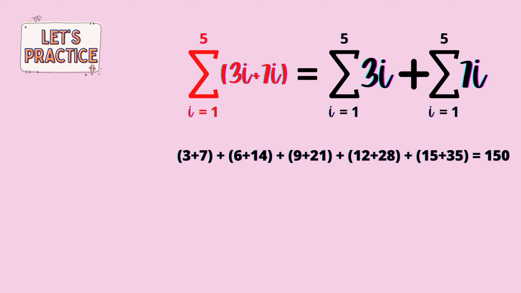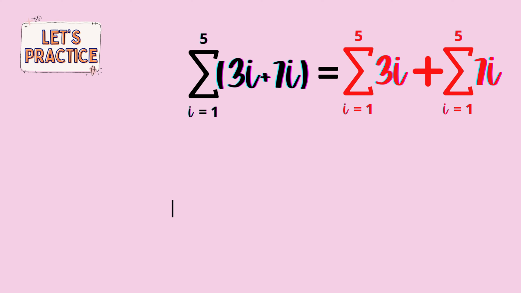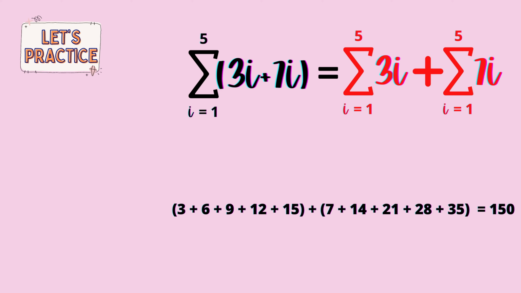If we are to expand the left side of the equation by substituting i with values from 1 to 5, we will have 3 plus 7 plus 6 plus 14 plus 9 plus 21 plus 12 plus 28 plus 15 plus 35 equals 150. On the other hand, if we are to expand the right side of the equation by substituting i with values from 1 to 5, we will have 3 plus 6 plus 9 plus 12 plus 15 plus 7 plus 14 plus 21 plus 28 plus 35 equals 150 as well.